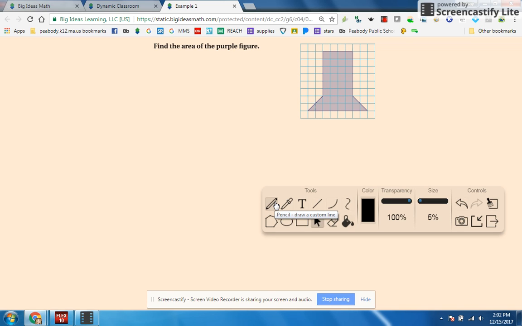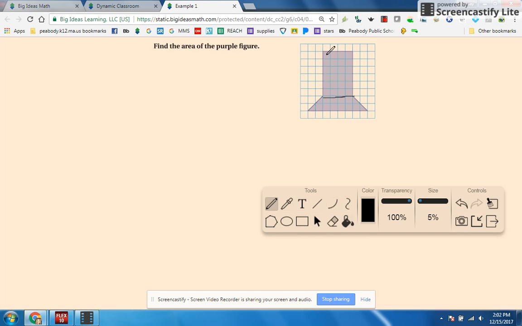So let's try this example where we have to take our composite figure and divide it into polygons that we have area formulas for. So if I draw a line horizontally across here, now I have a trapezoid and I have a rectangle, two shapes that we have formulas for. The formula for a rectangle is length times width.